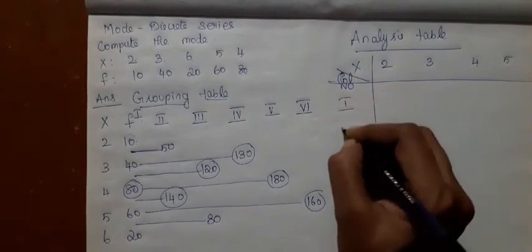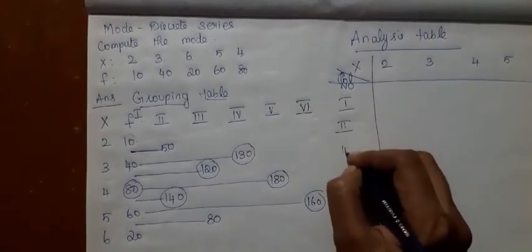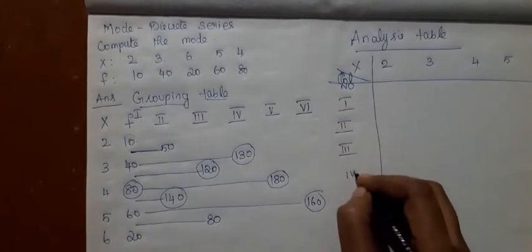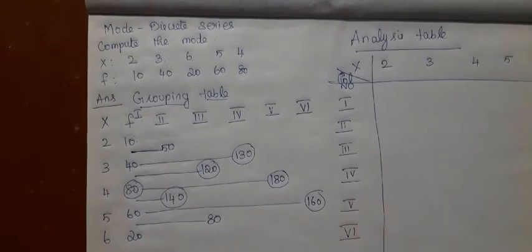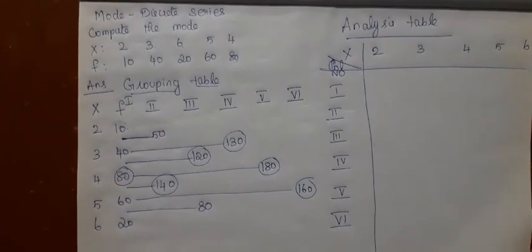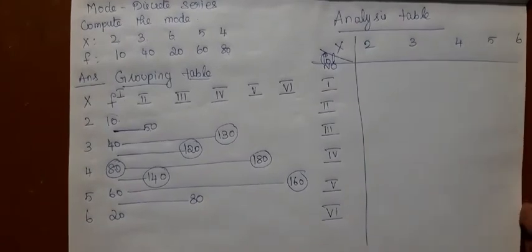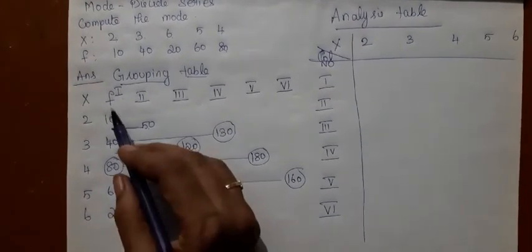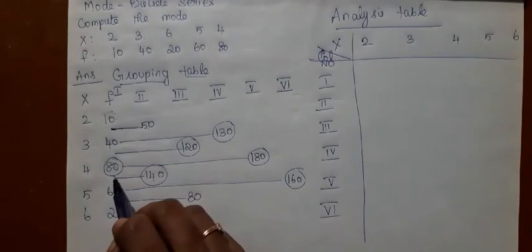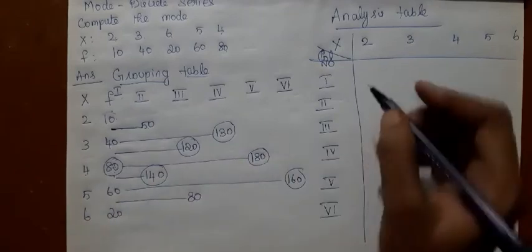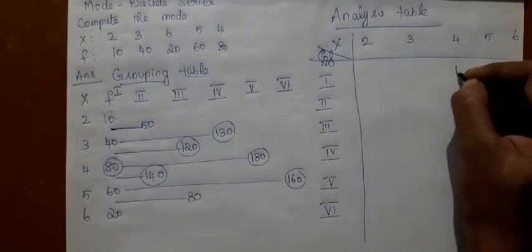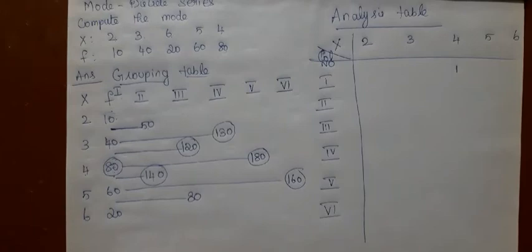Column numbers are 6 columns. See, in the first column, the maximum value is 80. 80 corresponds to 4. Which one is 80 opposite to? Opposite to 4. So, in the first column, corresponding to 4, you put a tally mark.